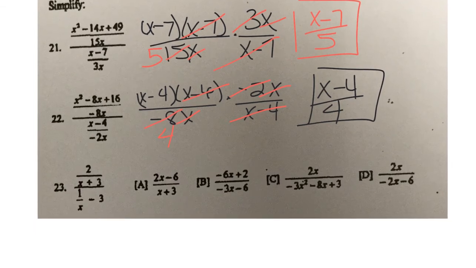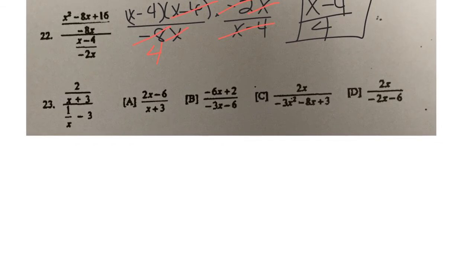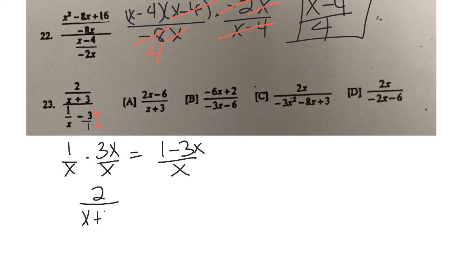And number 23. I'm going to have to do some adding in that denominator. Remember, if it's a whole number, the denominator is 1. So we'll multiply by x over x. So we get 1 over x minus 3x over x, which is 1 minus 3x divided by x. Then we have 2 over x plus 3 times the reciprocal of what we just did, x over 1 minus 3x. And we're going to multiply, so we get 2x.